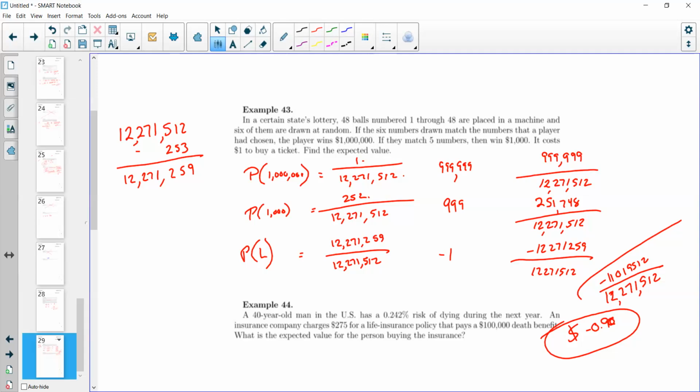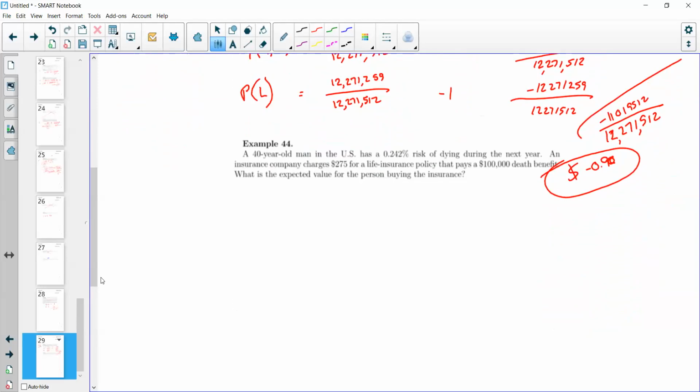Okay, and then we have the last one. Another expected value. This is a real world situation here. A 40-year-old man in the U.S. has a 0.242% risk of dying during the next year. They have people that sit in offices and calculate this stuff. An insurance company charges $275 for a life insurance policy that pays a $100,000 death benefit. What is the expected value for the person buying the insurance?